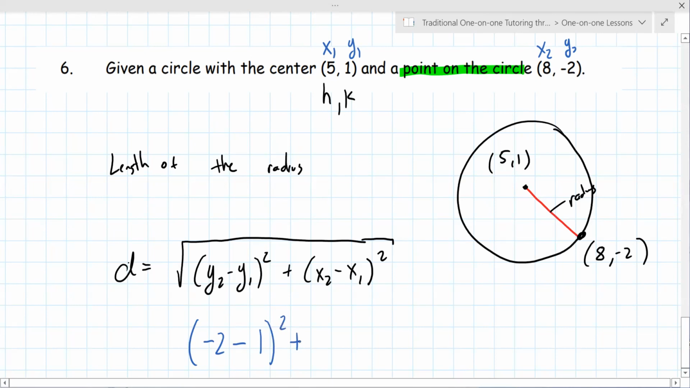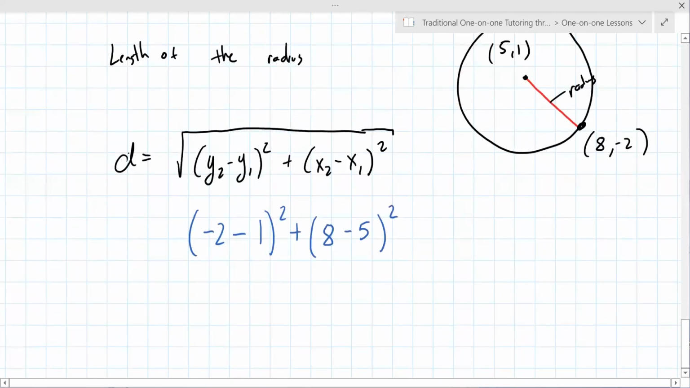What is the value of x2? X2 is 8, minus 5, squared. All right, let's do these one at a time. What is -2 minus 1? That is a positive. It is not positive, Sourish. And I'm not asking whether it's positive or negative. I'm asking for the result.